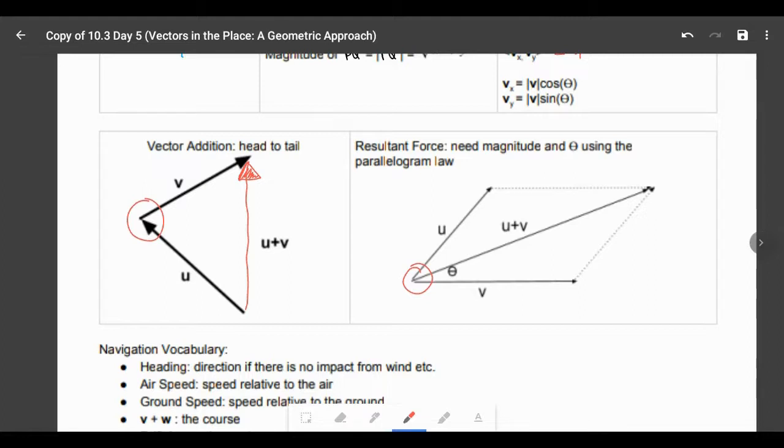And the reason why this works is because, remember, parallelograms, opposite sides are congruent. So we can move vector v up here, or we can move vector u over here. In any case, this diagonal that occurs ends up being our u plus v vector.